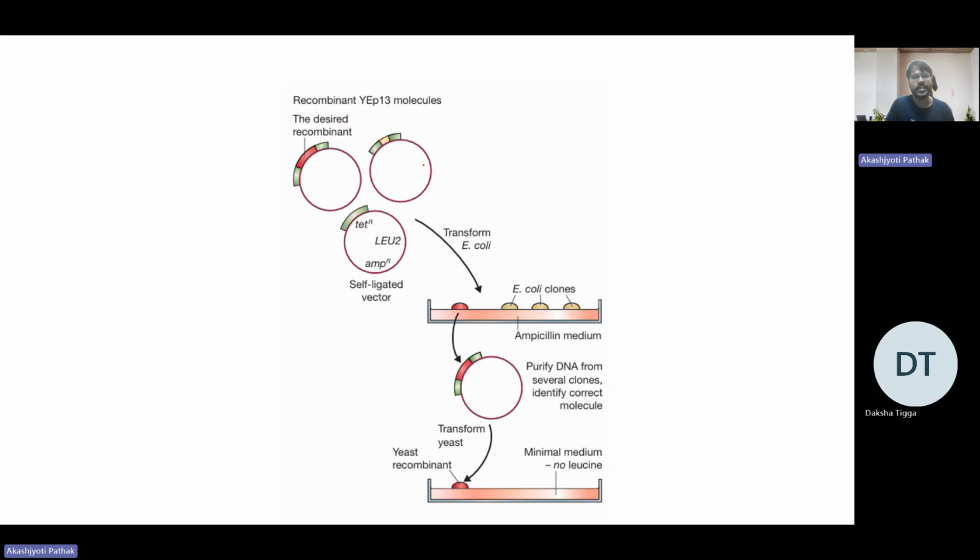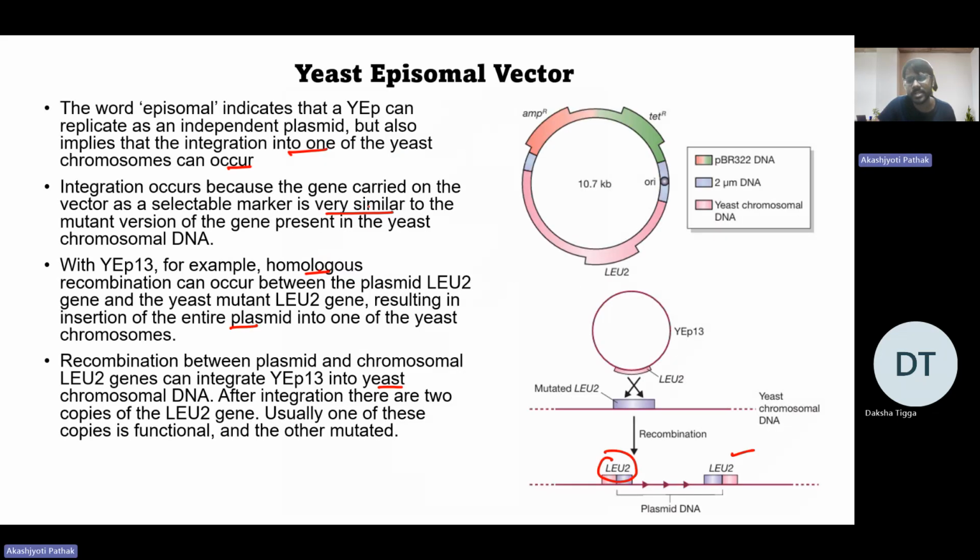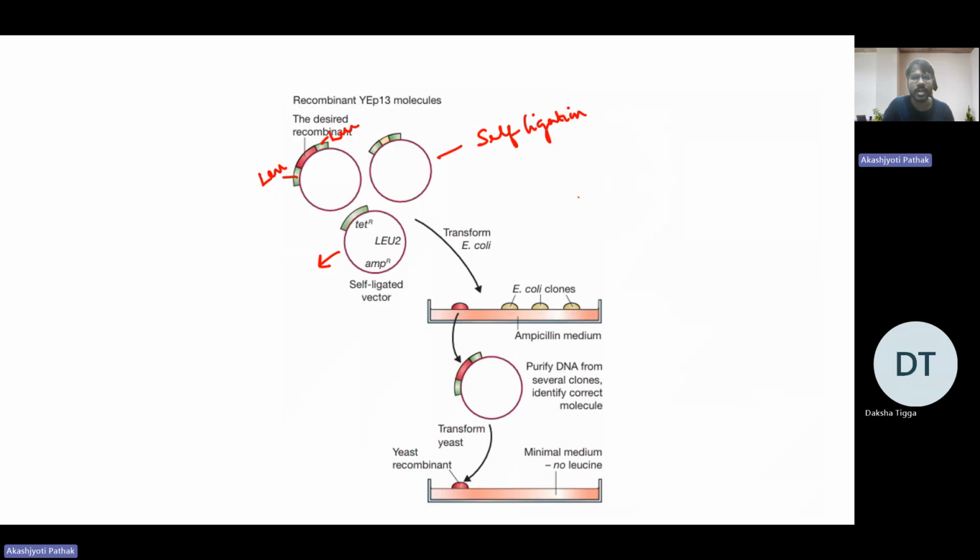Okay, so that is what I was explaining. So this is your desired recombinant, which has been inserted between your leucine gene. And this is a self-ligation product that has formed, and these are all self-ligated products. This is also not your desired recombinant. This is the self-ligated vector. And here some other non-desired gene of interest has got inserted into your yeast episomal vector.